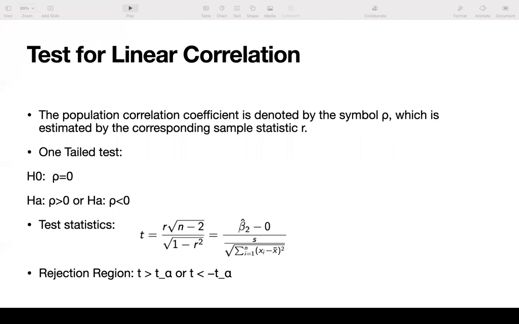So here we have a test for linear correlation. The population correlation coefficient is denoted by the symbol rho, which is estimated by the corresponding sample statistic R. So firstly, we have the one-tailed test, where the null states that rho is equal to 0. And also we have the alternative where rho is larger than 0 or is smaller than 0. So the following is the test statistic. And we have the rejection region where t is larger than t alpha or t is smaller than negative t alpha.